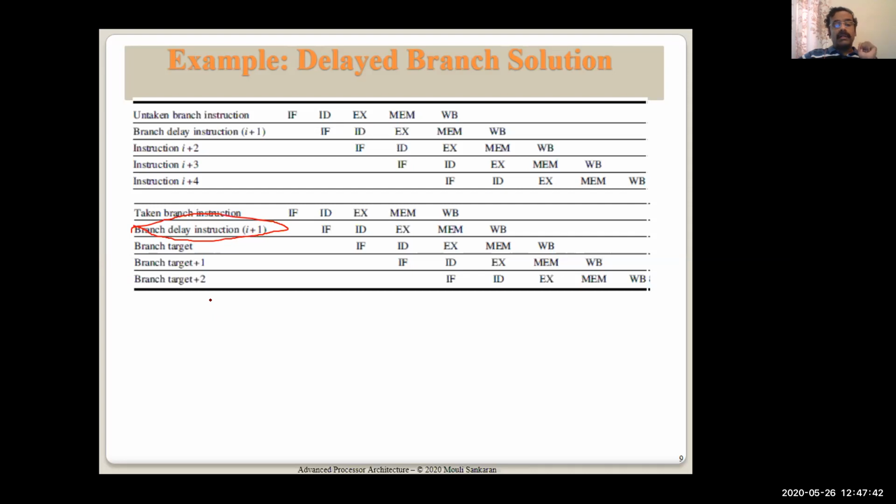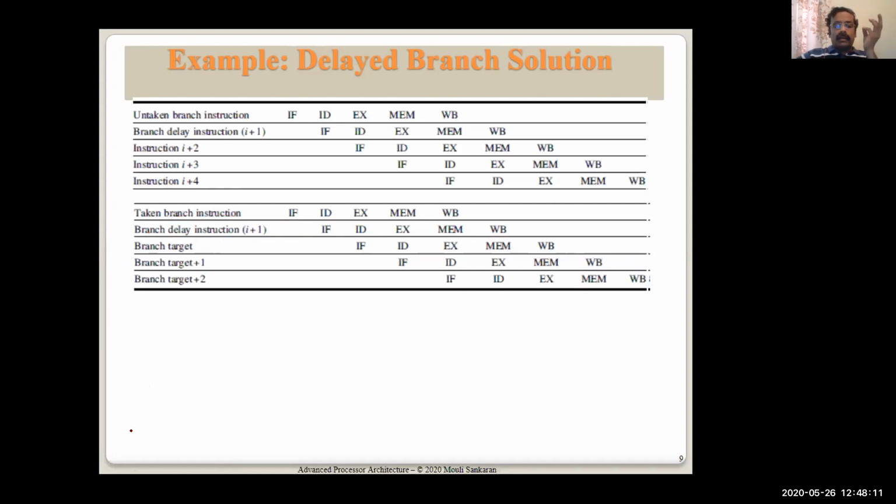You may wonder, suppose the compiler is not able to find one, there are no instructions which can be moved, then it will introduce a no op. There is no other option, because anyway it is trying to do the maximum possible. If it is not, then it will put a no op. Anyway, nothing happens. A no op also goes through this stage, but an idle is not introduced, and it doesn't harm anything. So it goes through without anybody noticing it.